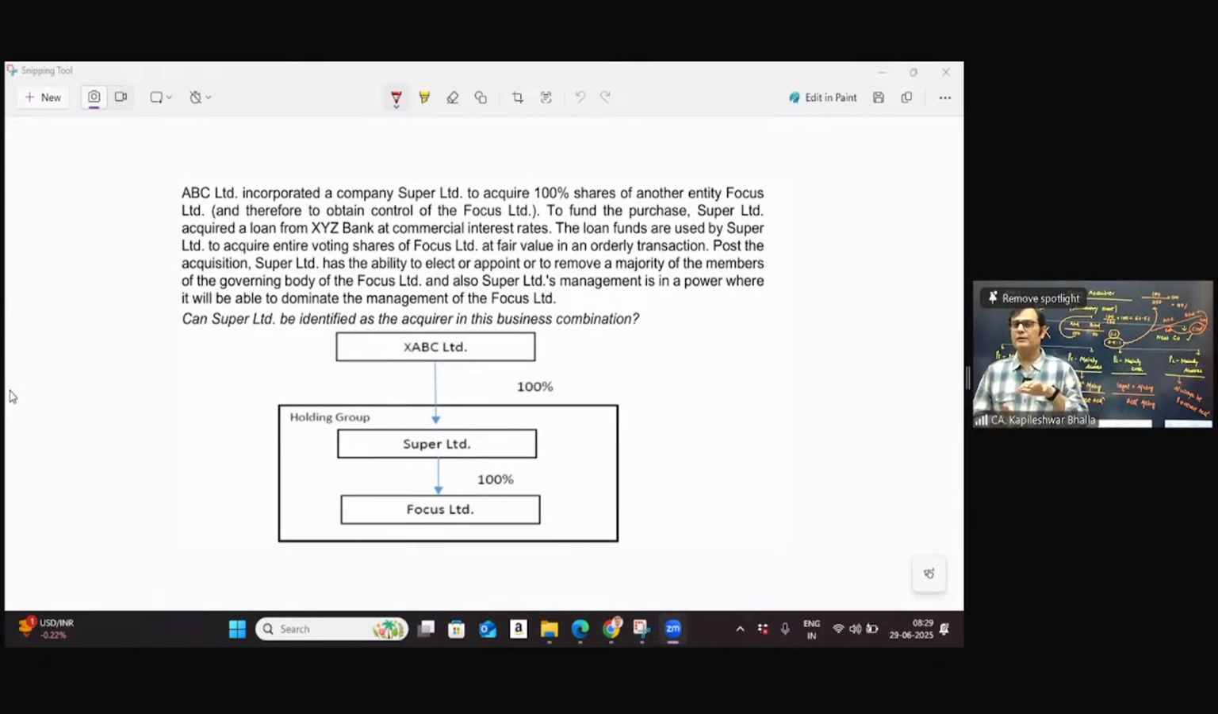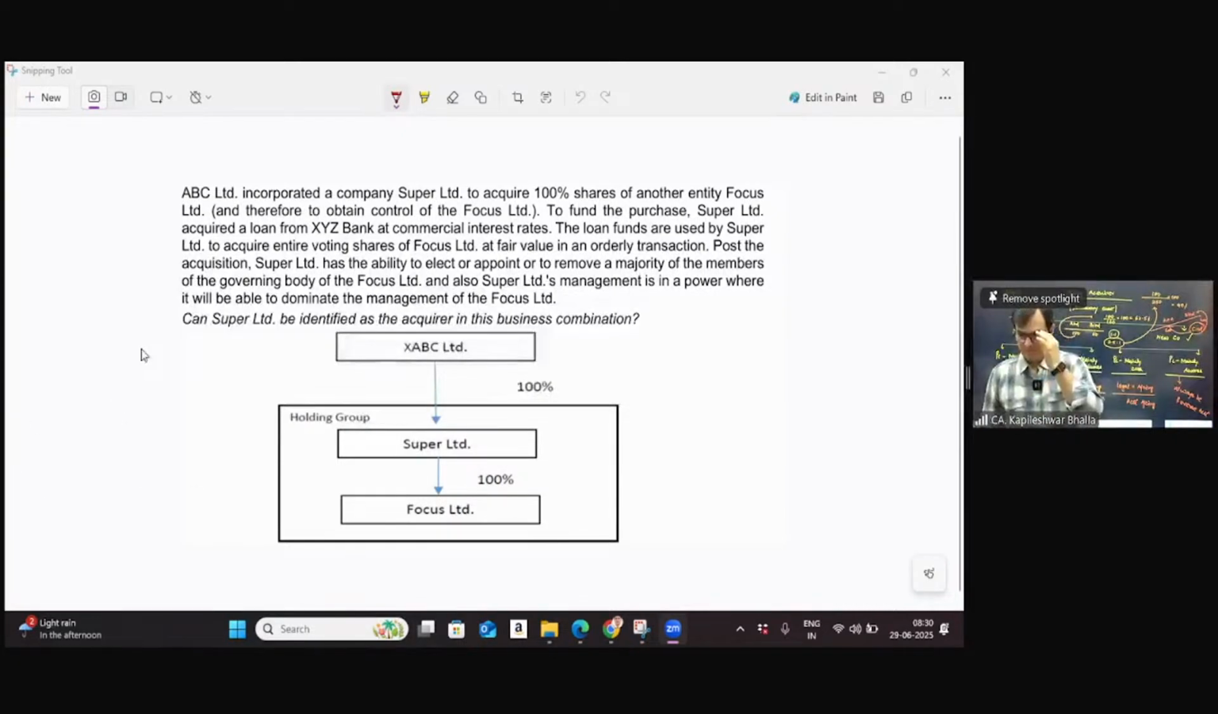So we've already seen the consideration is paid in cash and a new company is created, which means the legal and the accounting acquirer is the same. And he's also telling me that Super is also meeting the parameters of control as per Ind AS 110. So can I outrightly conclude that Super is the legal and the accounting acquirer? Yes, sir. Absolutely. Yes, sir.